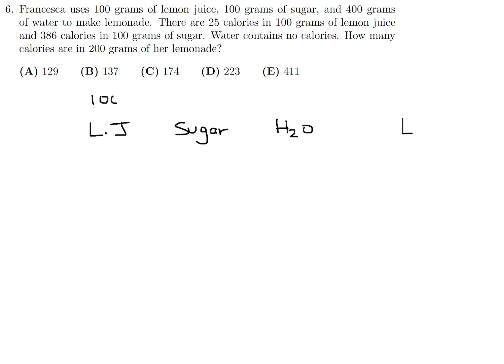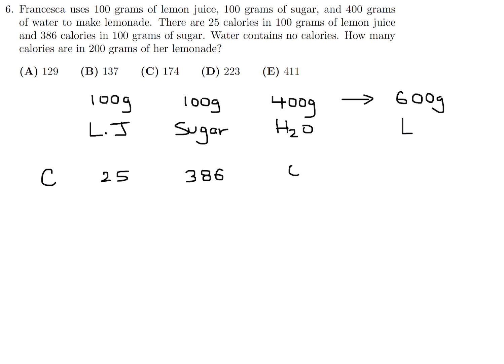So they tell us that it's 100 grams, 100 grams, 400 grams, and therefore initially it's a total of 600 grams of lemonade. And the calorie count, they give you 25 for the lemon juice, 386 for the sugar, 0 for the water, and therefore the total calories is 411 for 600 grams of lemonade. Now they tell you how many calories in 200 grams. All right, this is basically a ratio problem. 400 calories in 600 grams, that's the ratio. And we want to know how many calories are there in 200. So there you go.